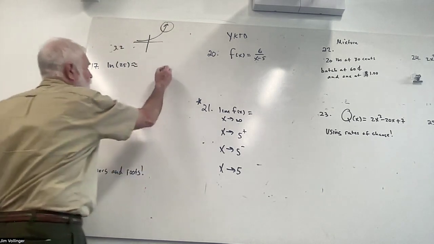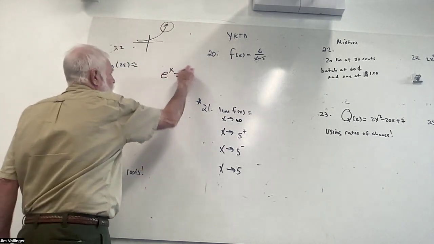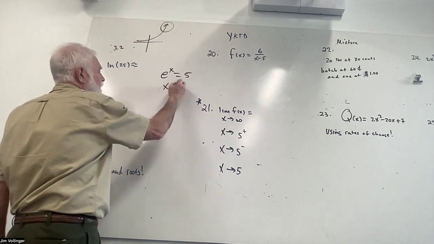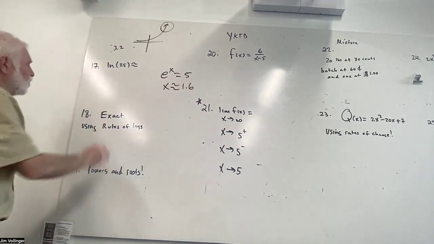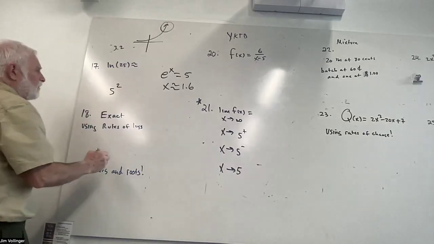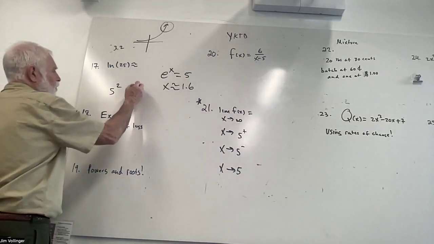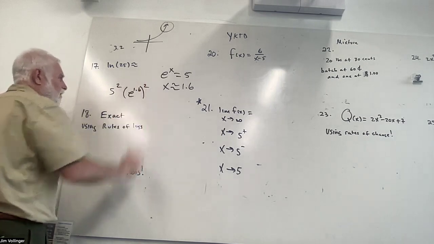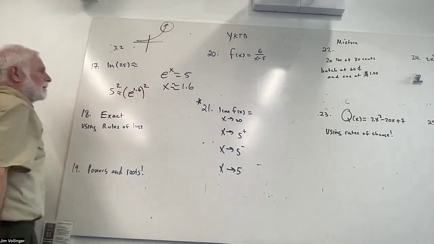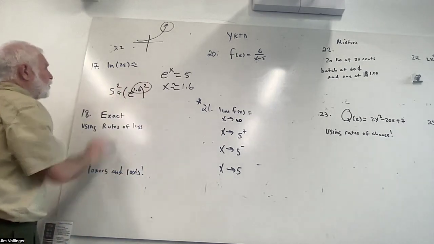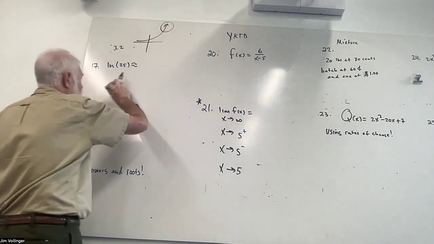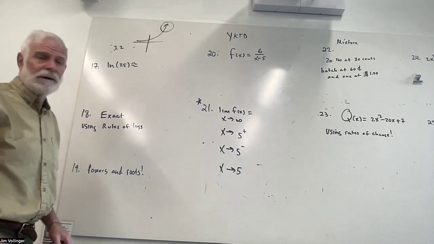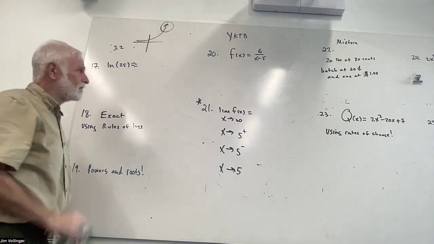And I've asked you to tell me e to the x equals 5. What is that x? It's approximately 1.6. That's what we're working. So what's 25? 25 is 5 squared, which is e to the 1.6. That's 5 squared, approximately. There's your 3.2. Hoping you can do that quickly. A lot of you I now know can do that very quickly. I'd like to get the entire class doing that.